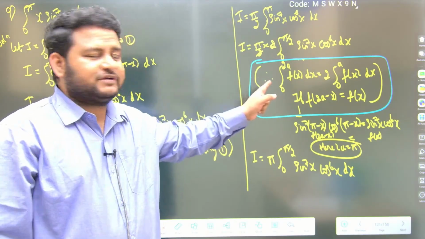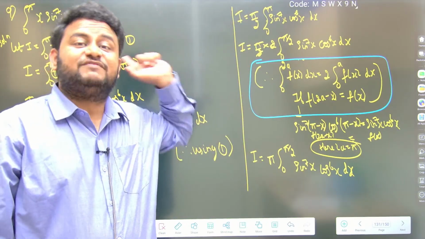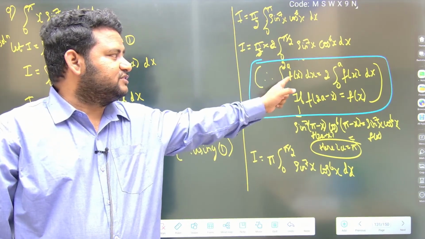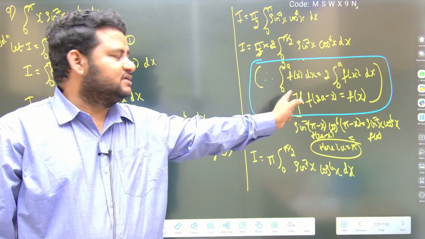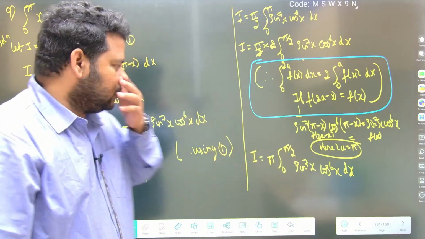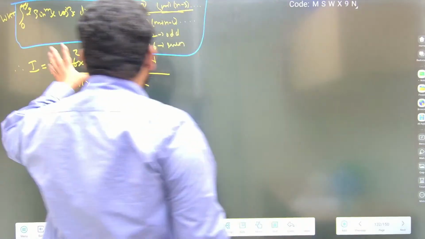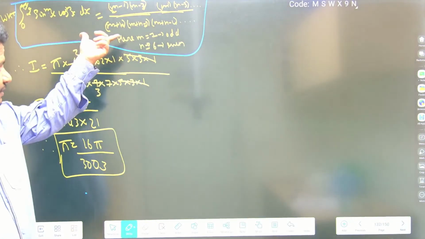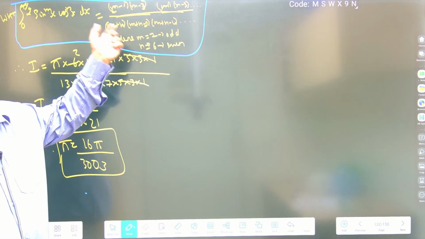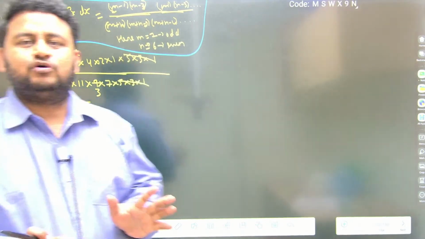Next, the integral from 0 to 2a of f of x dx is equal to 2 times the integral from 0 to a of f of x dx, if f of 2a minus x is equal to f of x. Clear, friends? Now we will be applying this formula. Most questions we will be doing based on this result, even in SAQs. So we are done with LAQs pertaining to definite integrals, friends.